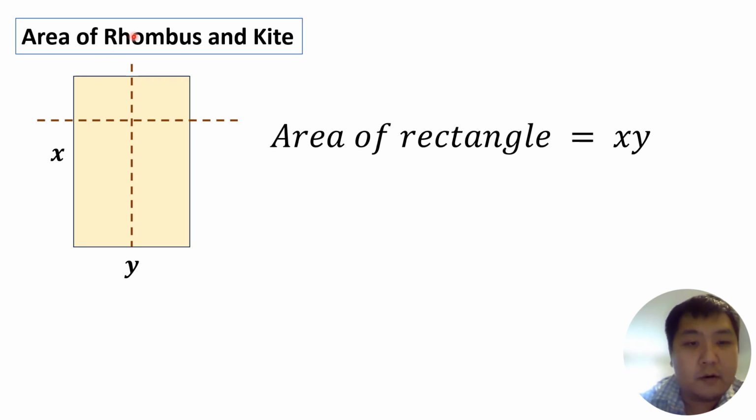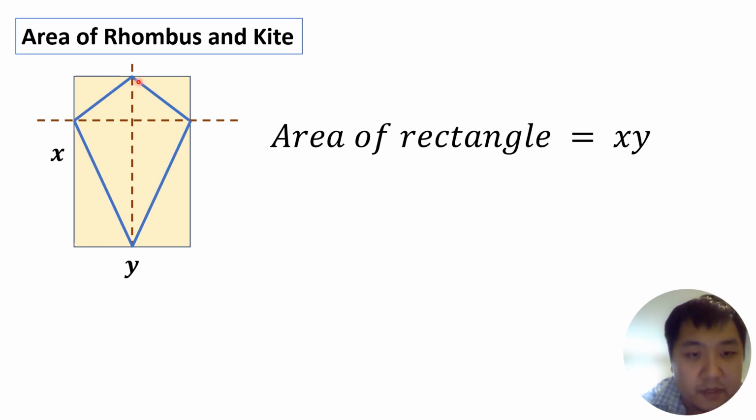We're going to split all the 4 rectangles in 2 by drawing diagonals like this. I'm going to connect this point to this point there. Similarly, I'm going to connect this to that, and this to that, and this to that. If you connect these 4 points, what you get is a kite.